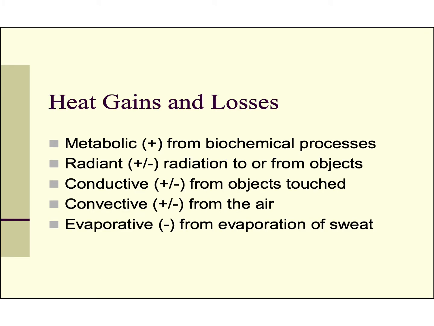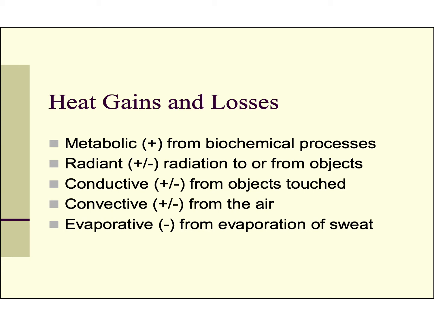So now let's start to look at this in a quantitative sort of way, starting with the different heat gains and losses to the body. The plus and minus symbols indicate that either it's a heat gain or a heat loss. And so the metabolic heat, which is produced from the biochemical processes of doing work in the body, is always a heat gain to the body.